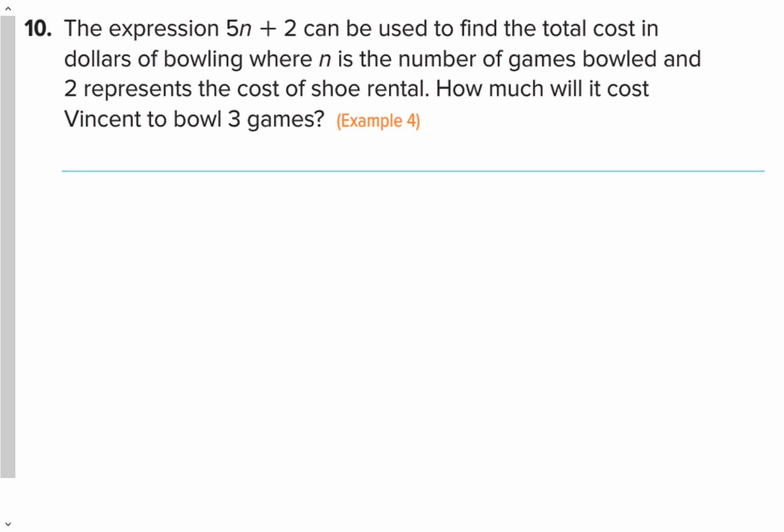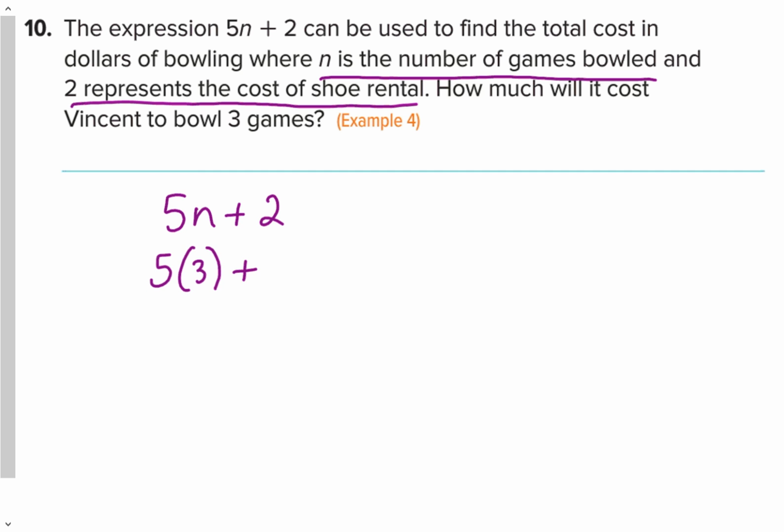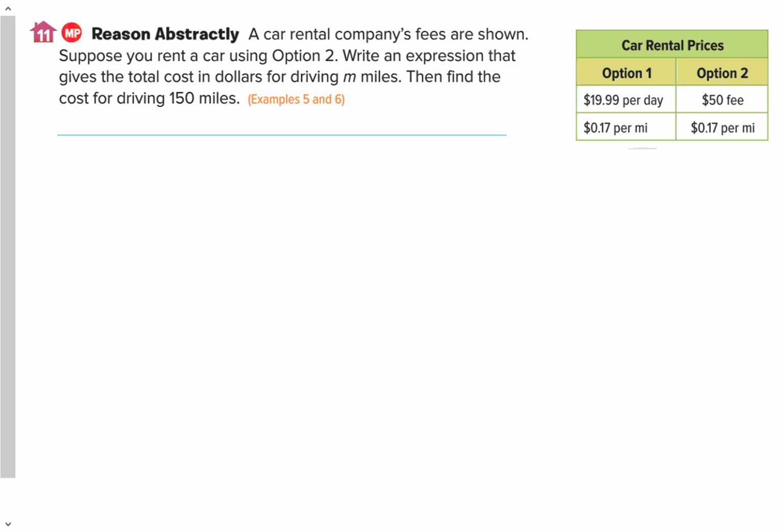The expression 5n plus 2 can be used to find the total cost in dollars, where n is the number of games and 2 represents the cost of the shoe rental. How much will it cost for Vincent to bowl 3 games? So number of games is n, so 5 times 3 plus 2. We're going to evaluate 5 times 3 first, and that equals 15, plus 2, and that equals 17, and that is in dollars.